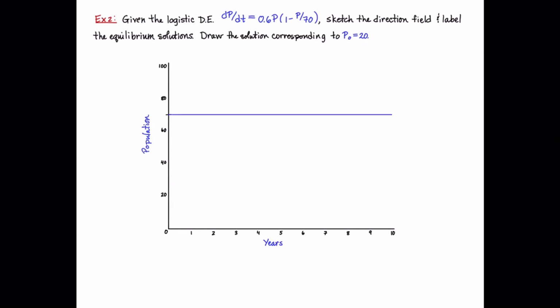Okay. So starting with our equilibrium solution, in this case, when we have 0.6P times (1 minus P over 70), that's going to be equal to 0 when P is 70, and also 0. Zero is our trivial solution. It's not very interesting. So that is our equilibrium solution.